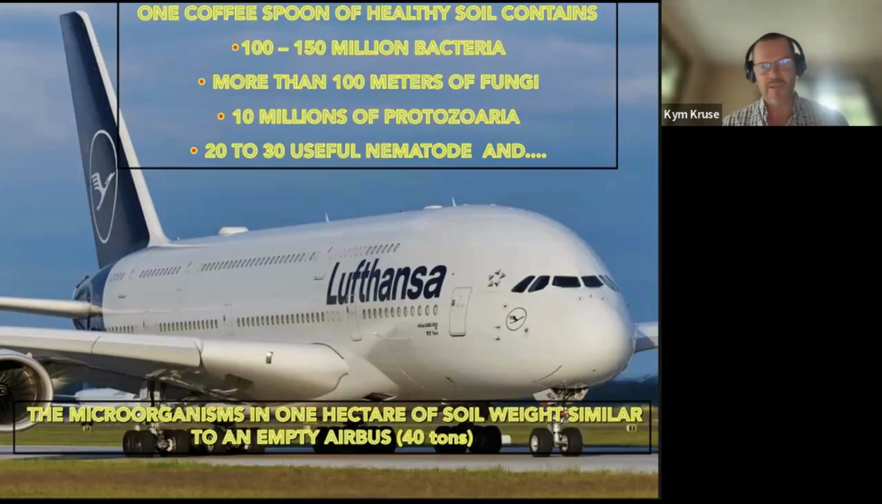And those protozoa I mentioned before, tens of millions of protozoa in a coffee spoon that are eating those 100 to 150 million bacteria. And it's quite difficult to conceptualize that 1 hectare of healthy soil contains microorganisms that can weigh the same as an Airbus, which is around 40 tons. So when you're walking across the landscape, you're walking across all this life under the soil that we don't see and we don't recognize, but you see above the ground reflected in the health of your pastures and in turn the health of your livestock.